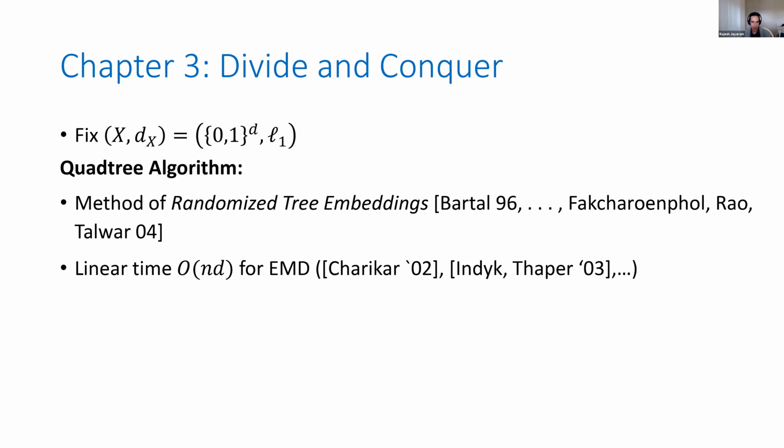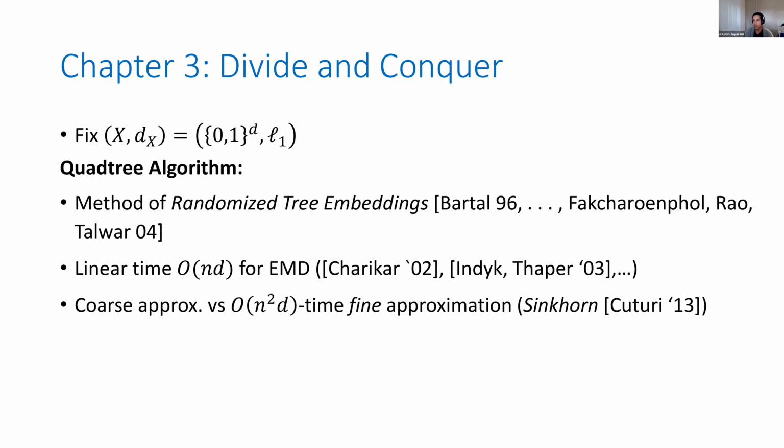And I'll note that, to the best of my knowledge, it was first used for earth mover distance in this paper of Charikar from 2002, and then later by Indyk and Thaper. What they showed is that Quadtree, this method of randomized tree embeddings, gives a linear time algorithm for giving an approximate solution to earth mover distance. So linear, like if we have n points in D dimensions, the runtime is order ND. So it's a very fast algorithm, and it gives some approximation.